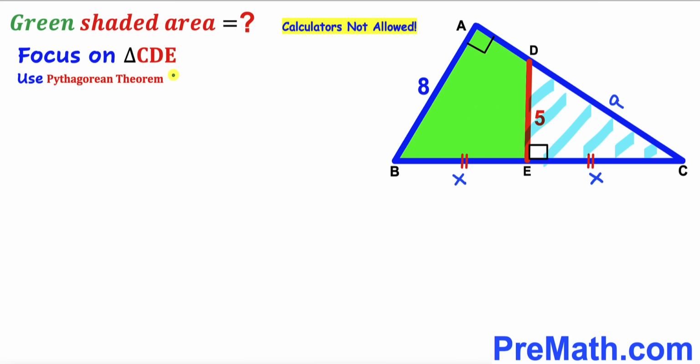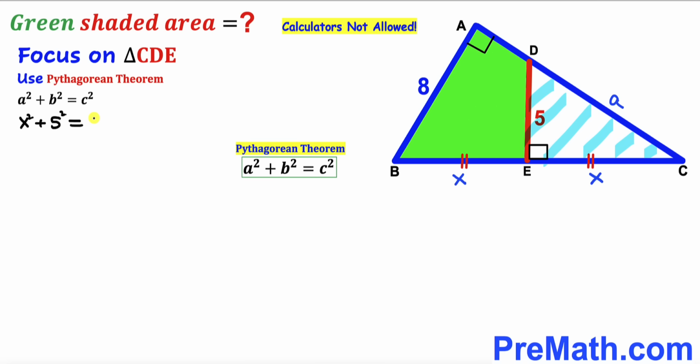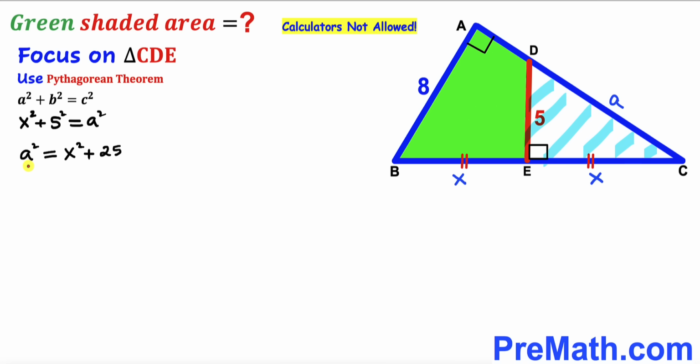Now we are going to apply the Pythagorean theorem on this right triangle. Here's our Pythagorean theorem: a squared plus b squared equals c squared. Here in our case, lowercase a is our hypotenuse, whereas x and 5 are our two other legs. Let's fill in the blanks in this formula. So we got x squared plus 5 squared equals a squared. Thus our a squared value turns out to be x squared plus 25.